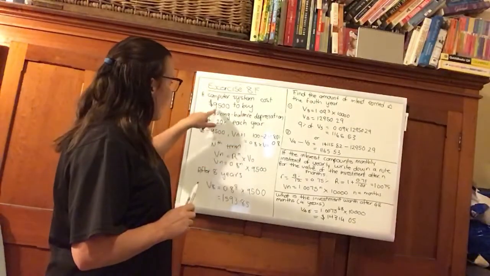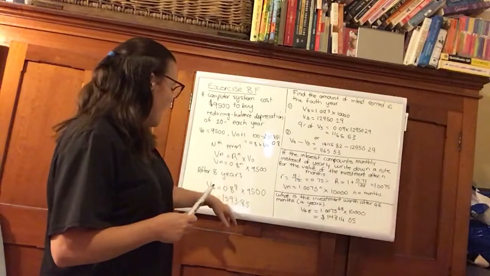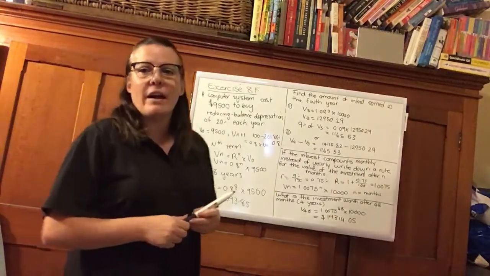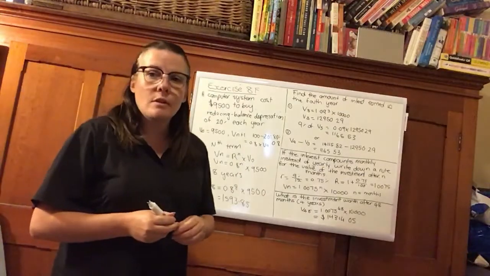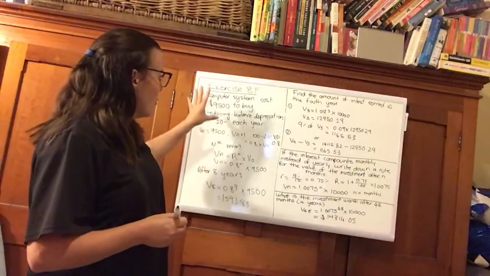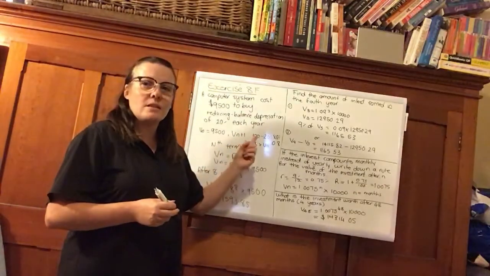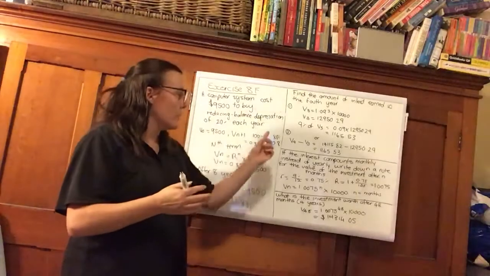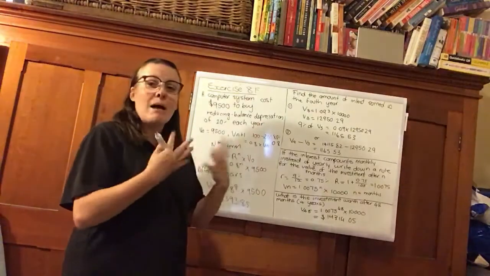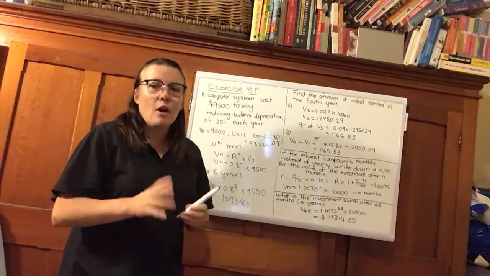So it started off 9,500 for this computer system, and after 8 years it's down to $1,590 odd. Okay, so that's how we deal with depreciation. So we start off with the 100%, we take away the rate of depreciation, and we use the amount that's left in our calculation.